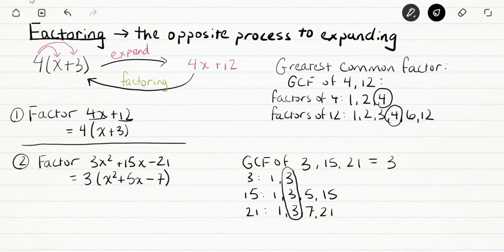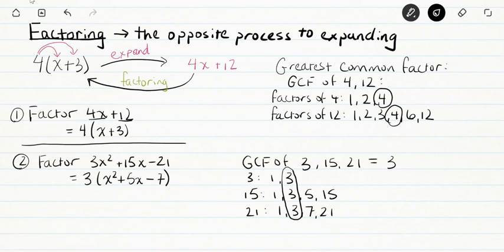Now we can always check a factoring question by expanding, because factoring is the opposite process to expanding. So if I wanted to check that this was the correct factored form, I could expand this again. So if I expand, I get 3 times x squared is 3x squared. 3 times 5x is 15x. And 3 times -7 is -21.